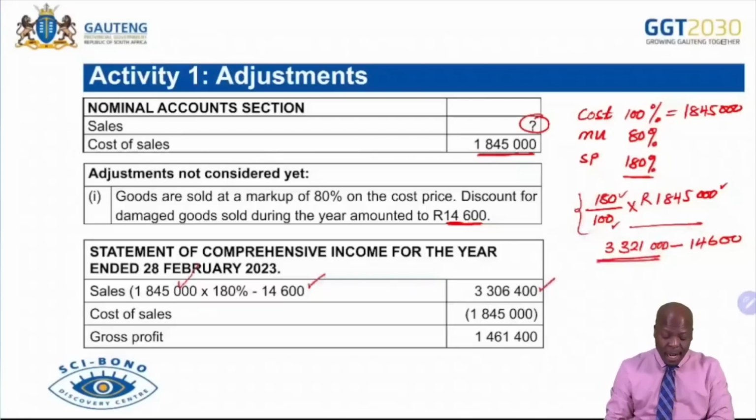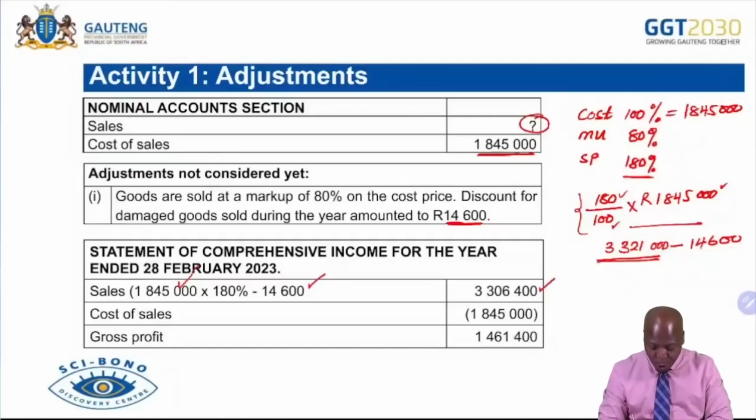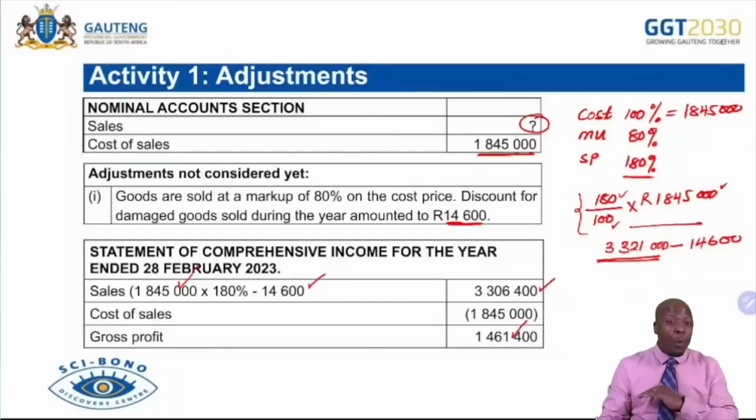Once you have that, then you can subtract your cost of sales. Remember, amounts that you're subtracting must be shown in brackets, as you see I have done here. Please remember, dear learners, that amounts that you're subtracting, you show them in brackets. And then you end up with a gross profit of 1,461,400. I'll keep repeating this statement that I'm about to make. We will leave no blank spaces. We must do calculations and do them with all our heart. Let's go and see how adjustment number 2 looks like.